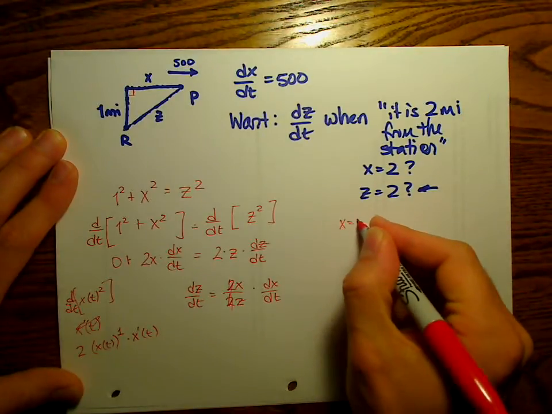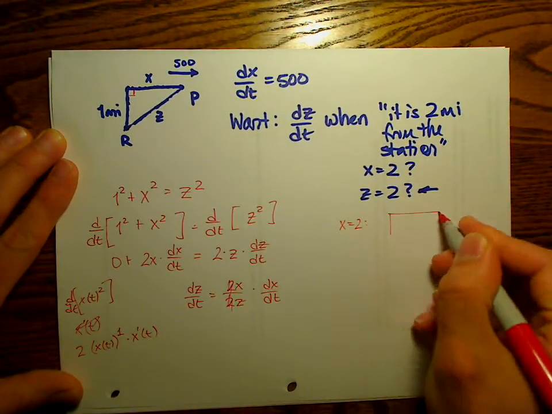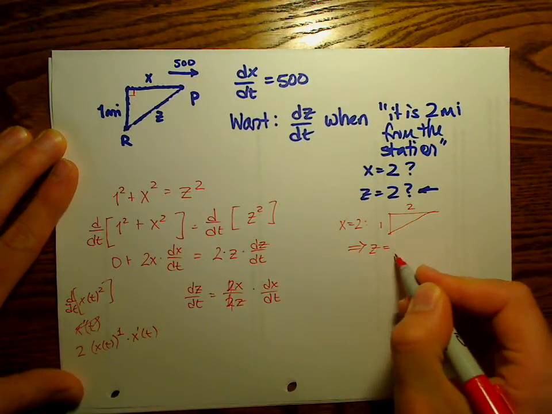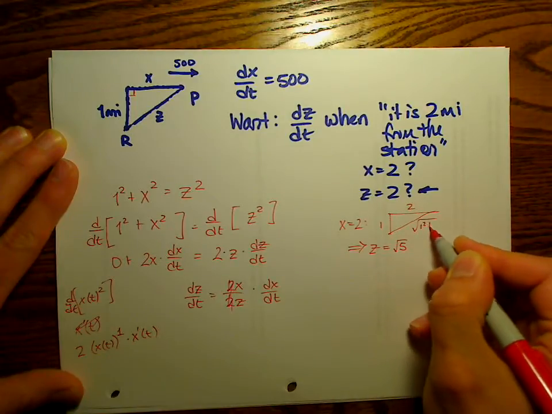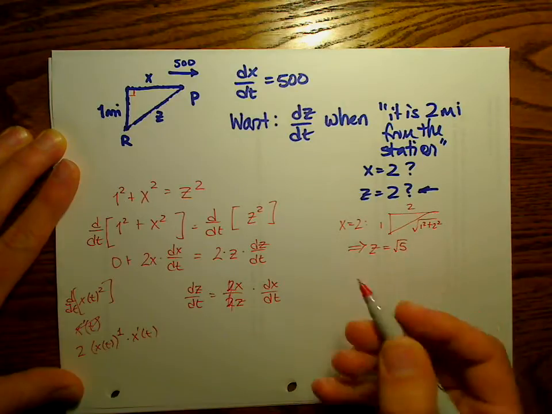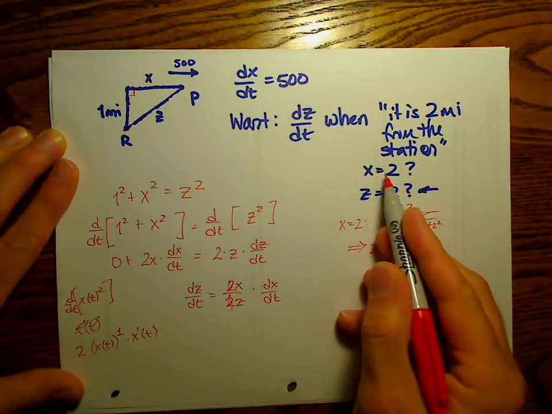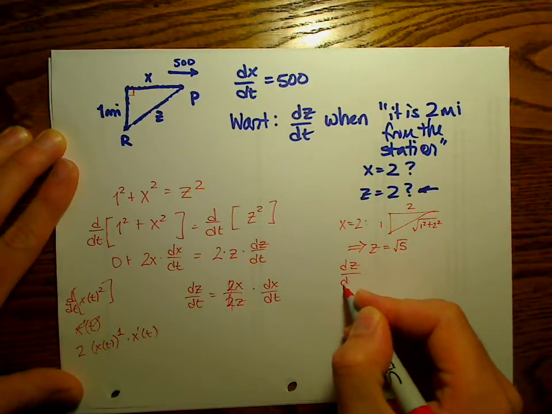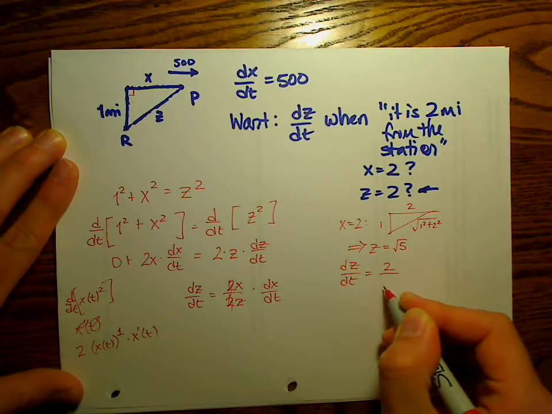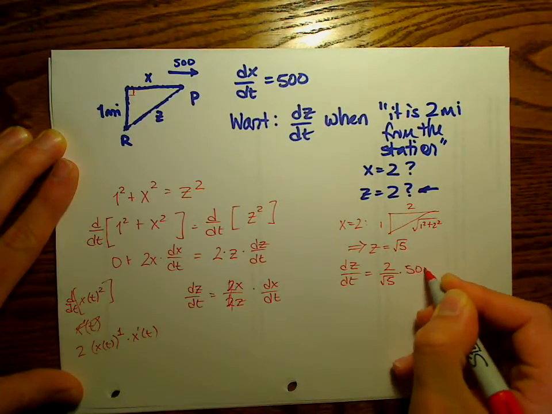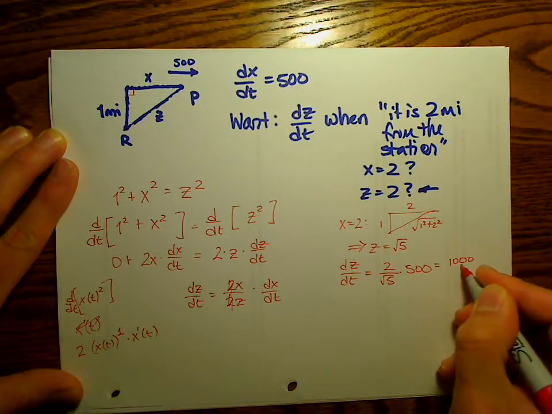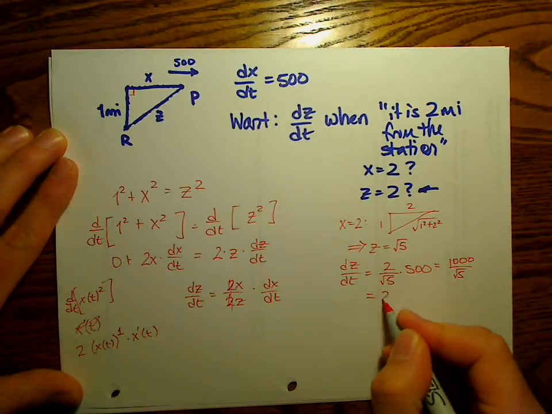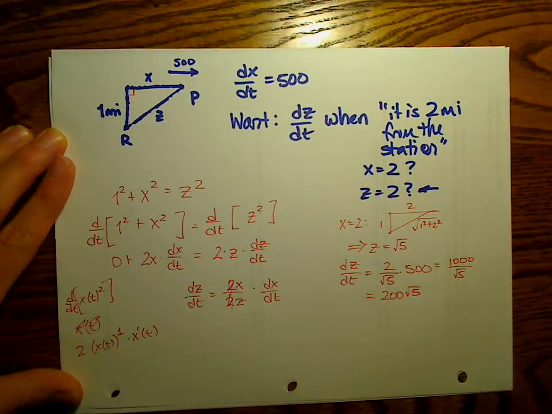So if x is 2, what we're looking at is 1, 2. And so that would imply, by Pythagorean theorem, that z would be square root of 5. It would be square root of 1 squared plus 2 squared. All right, so if that's the case, then if it were the x equals 2 interpretation with the horizontal distance being 2 miles, then dz dt would be x is 2, z is square root of 5, dx dt is that 500, and so that would be 1,000 over square root of 5. And if you actually take time to rationalize the denominator, you would get 200 times square root of 5.